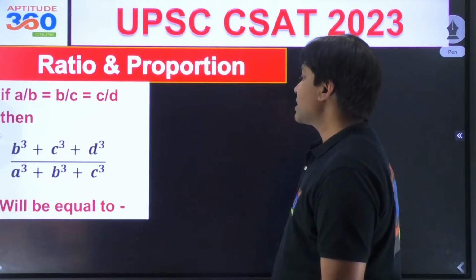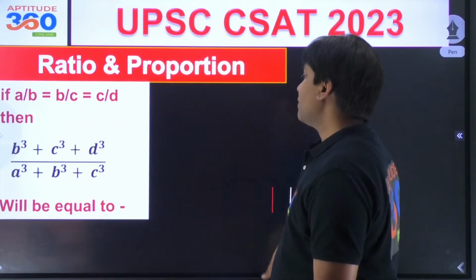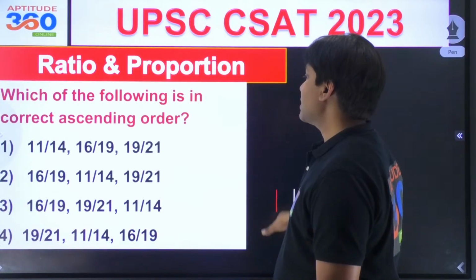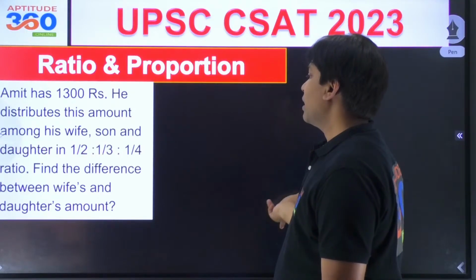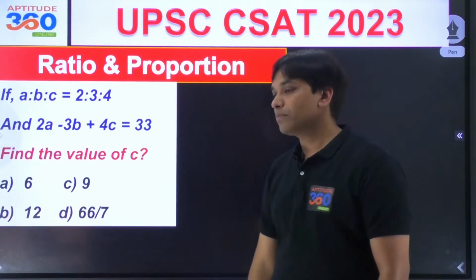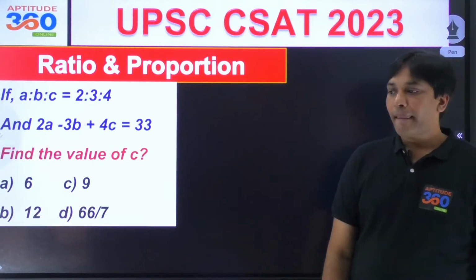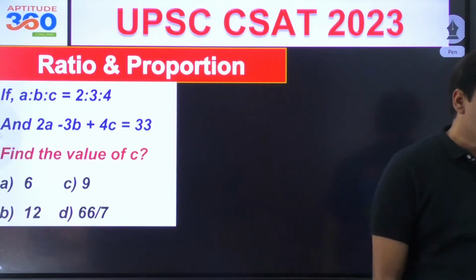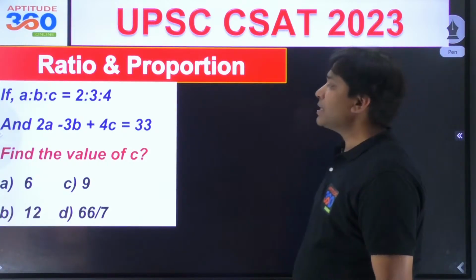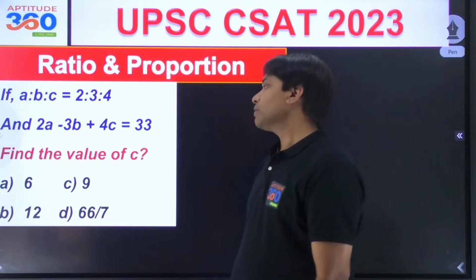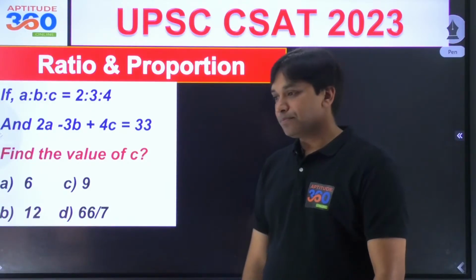You have done this. I don't want you to do this now. Okay, how about this problem? This seems to be very simple. What is the answer here? If A is to B is to C is 2, 3, 4, find the value of C.